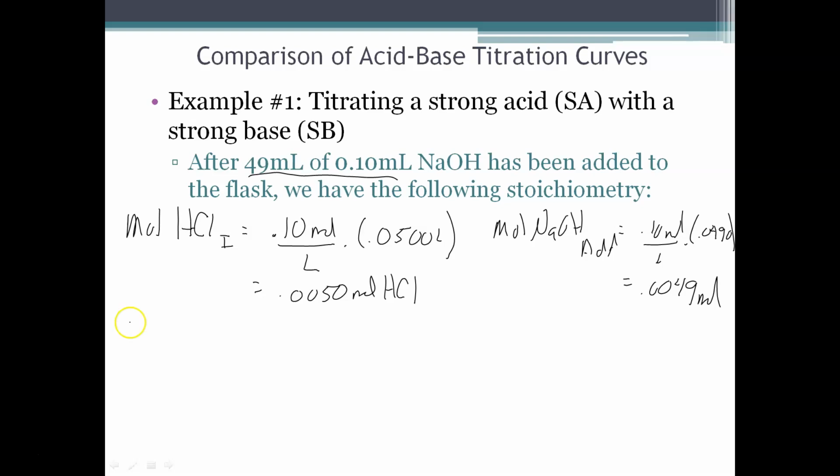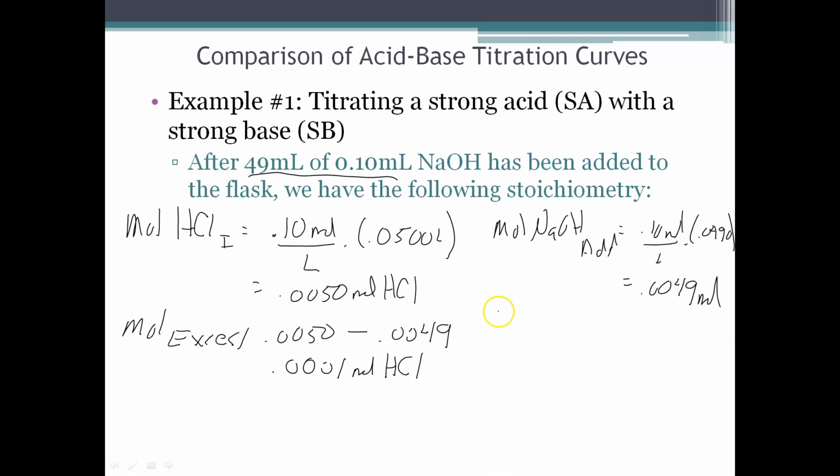So let's find the moles of excess HCl. Well, that's simple. We have 0.0050 moles of HCl minus 0.0049 moles of NaOH gives me an excess of 0.0001 moles of HCl. Okay, that's how much HCl I have. That's how many moles of HCl I have left over in my flask.